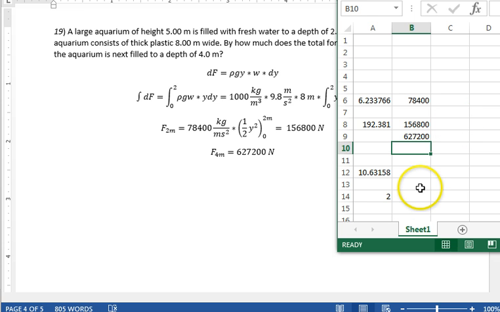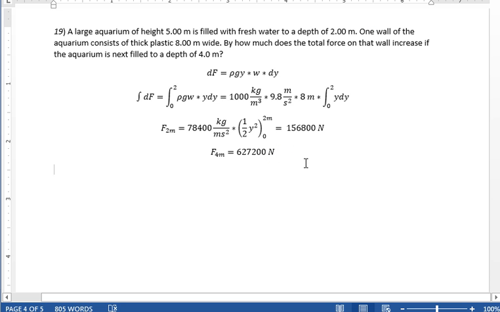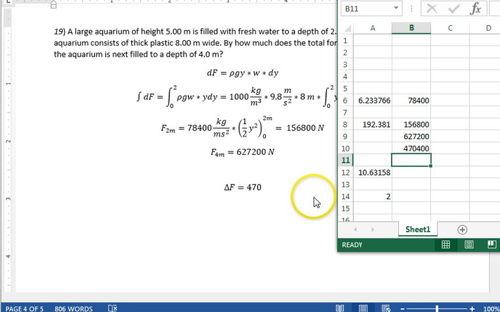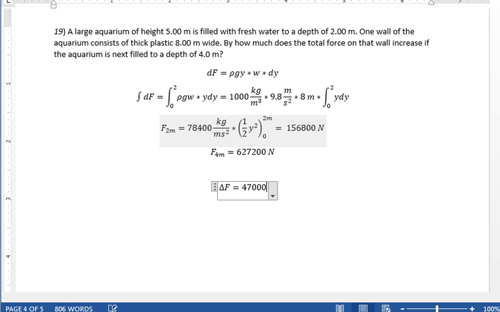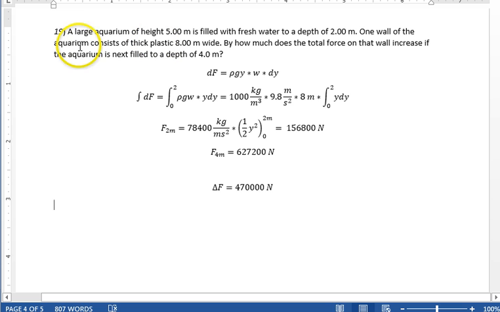So what's the difference? This minus that is 470,400 newtons. Delta F equals about 470,000 newtons. Okay, that is it for problem 19.